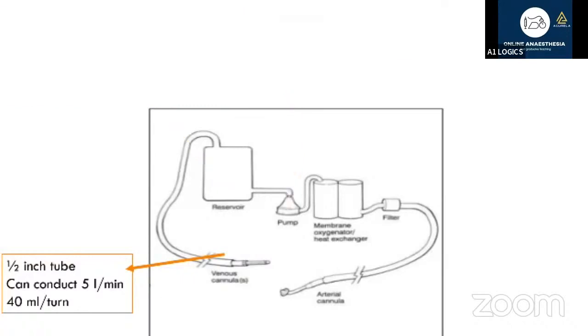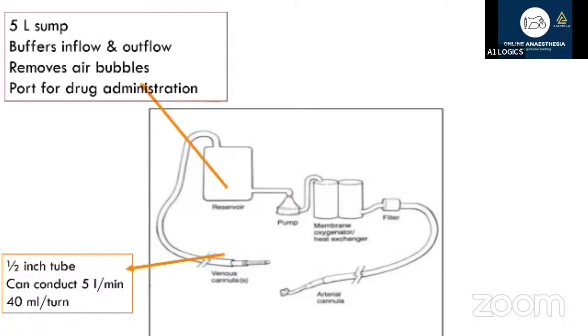So the venous reservoir is a huge tub. It's a 3 to 5 liter sump. The main function is that it buffers the inflow and outflow. See, from the patient, you're drawing in blood, and through the roller pump, you're giving it to the patient through the aortic cannula. Sometimes what will happen is the inflow might not occur properly. At that time, you might not be able to deliver an aortic flow. At that time, this reservoir will help in buffering that.